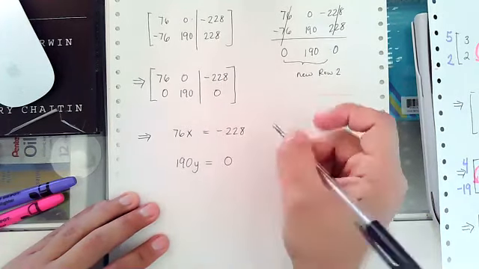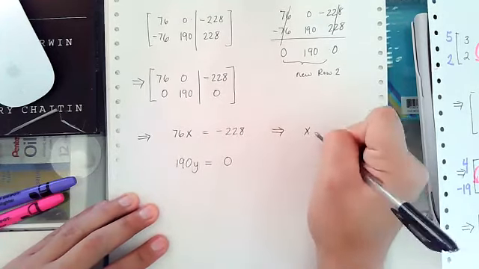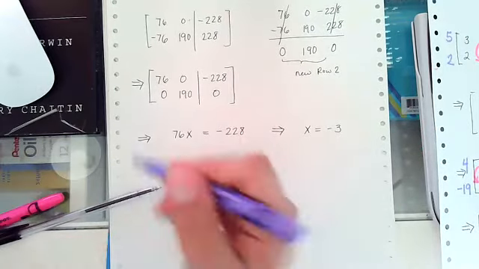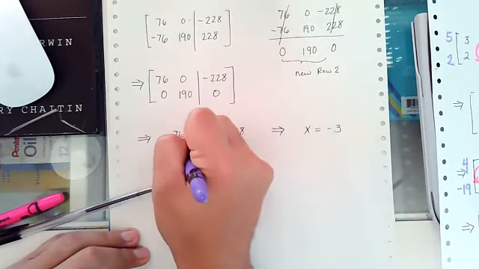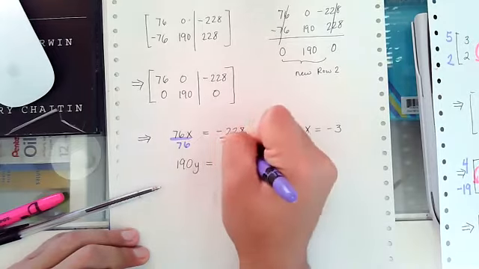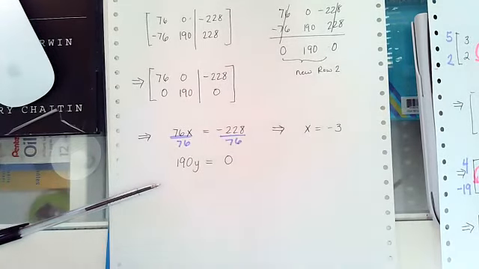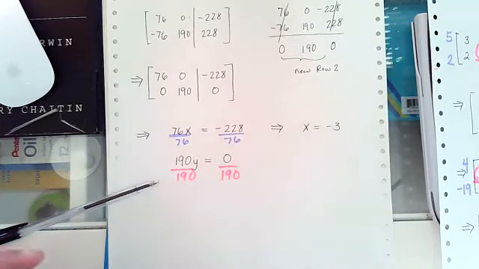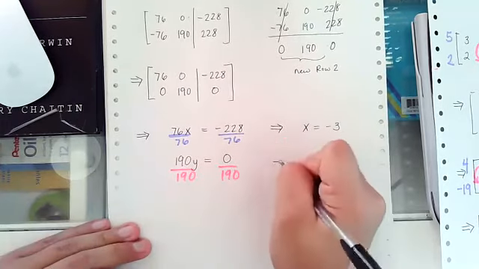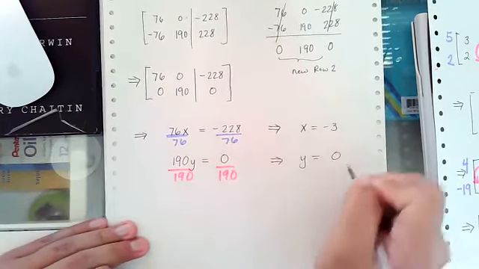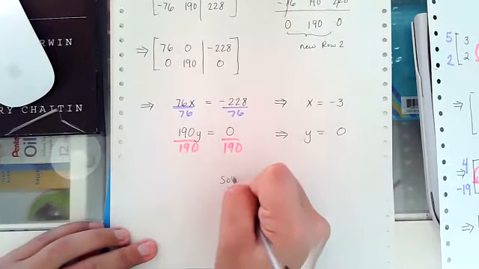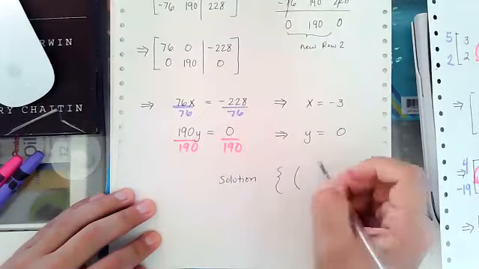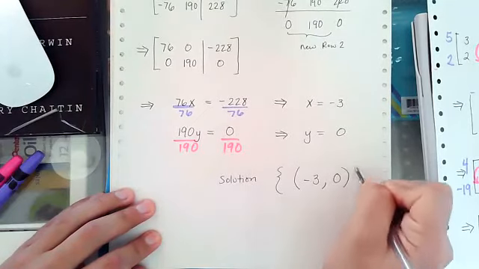We can solve these, and eventually you get x is equal to negative 3 when you divide that 76 over to the other side. And when you divide 190 to the other side, you get y is equal to 0. So your solution is negative 3, 0.